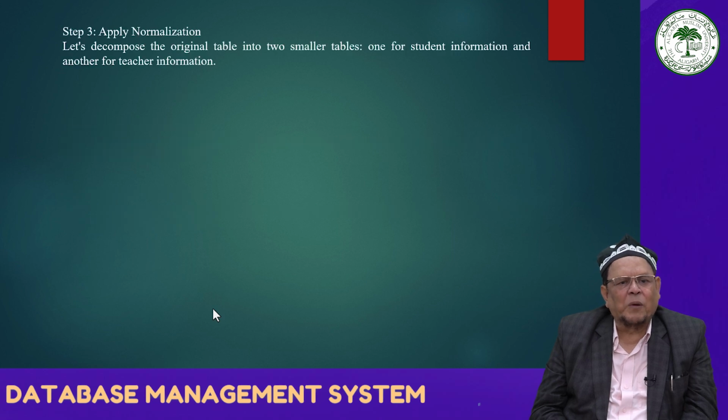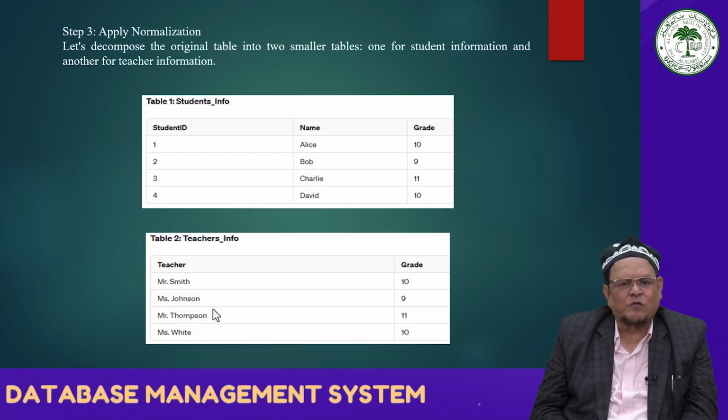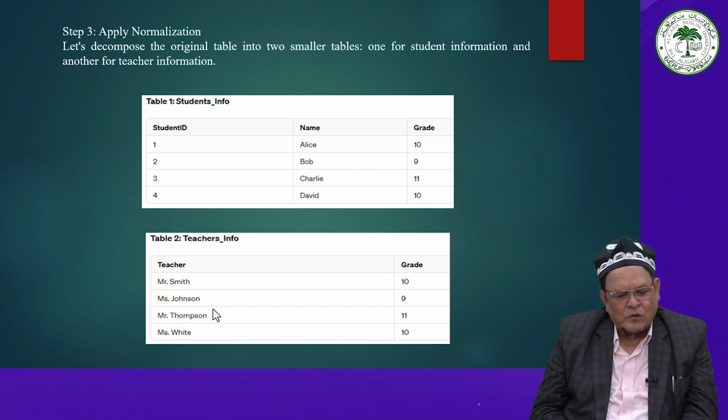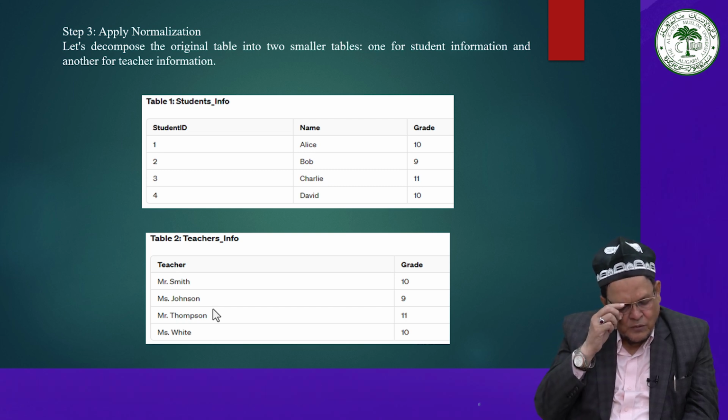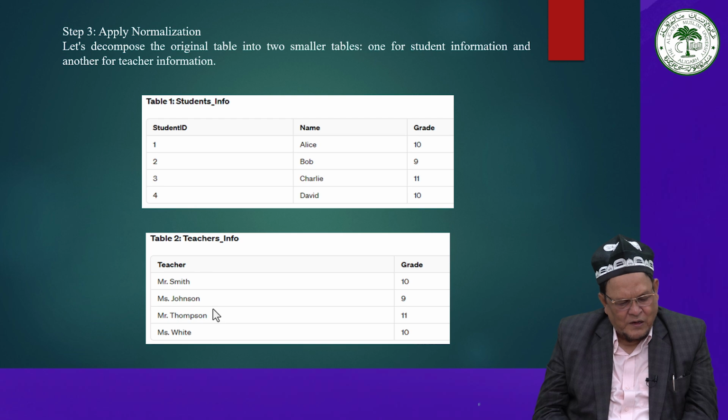In the third step, apply normalization. Let's decompose our original table into two smaller tables, one for student information and another for teacher information. You can apply third normal form. Okay, student information and the second is teacher information. Here the teachers are Smith, John Thompson, and Miss White. The grade is like that.